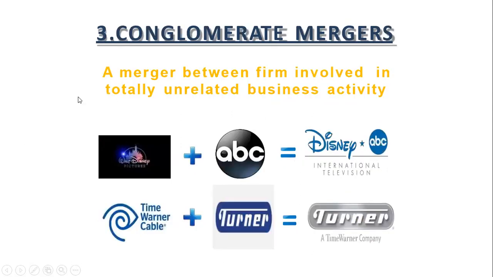Next example, conglomerate merger. My example is the pharma industry. Sun Pharma is acquiring Suzlon Energy, a power sector company. So these are two unrelated business activities. The pharma sector is different and the power sector is different. This is an example of conglomerate merger. So this is diversification. When you have a pharma sector business and you start a second business in the power sector, this is called diversification.